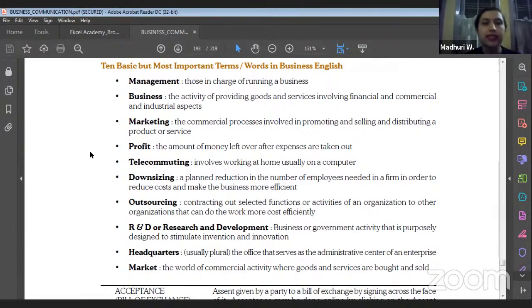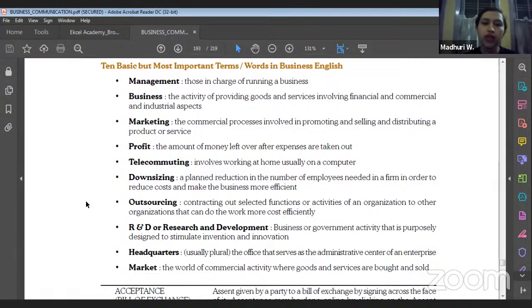Profit is basically the amount of money that is left over after expenses are taken out. Telecommuting is something that we are doing now, right? It involves working at home, usually on a computer. Downsizing is a planned reduction in the number of employees needed in a firm in order to reduce costs and make the business more efficient.